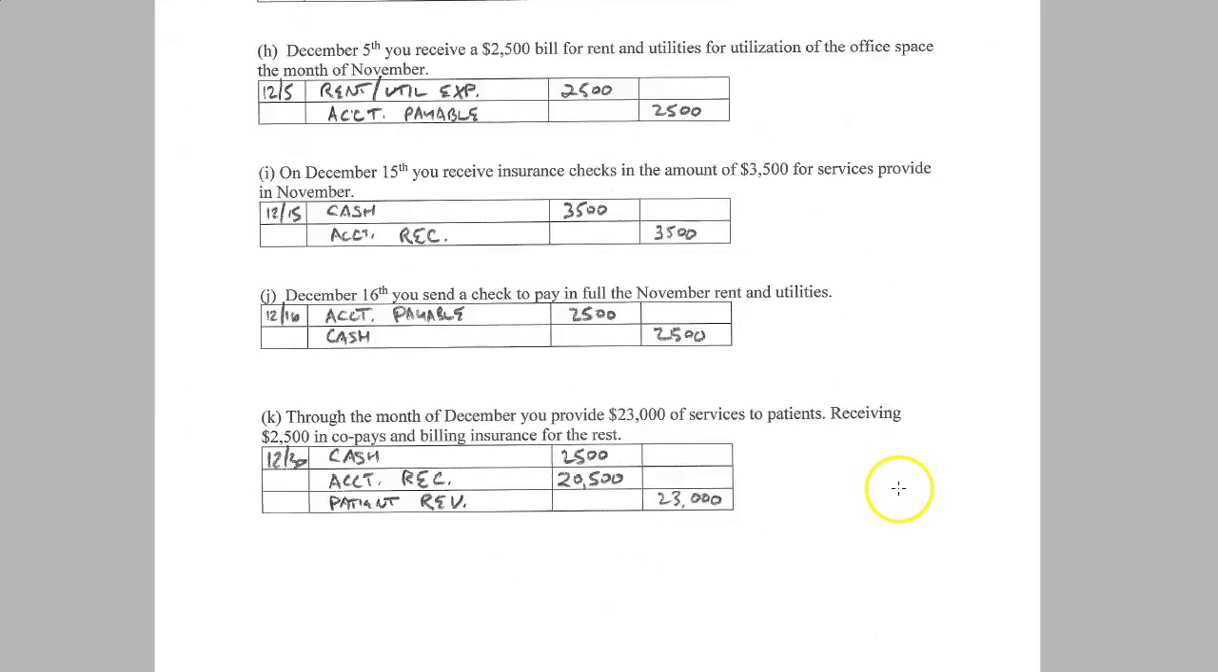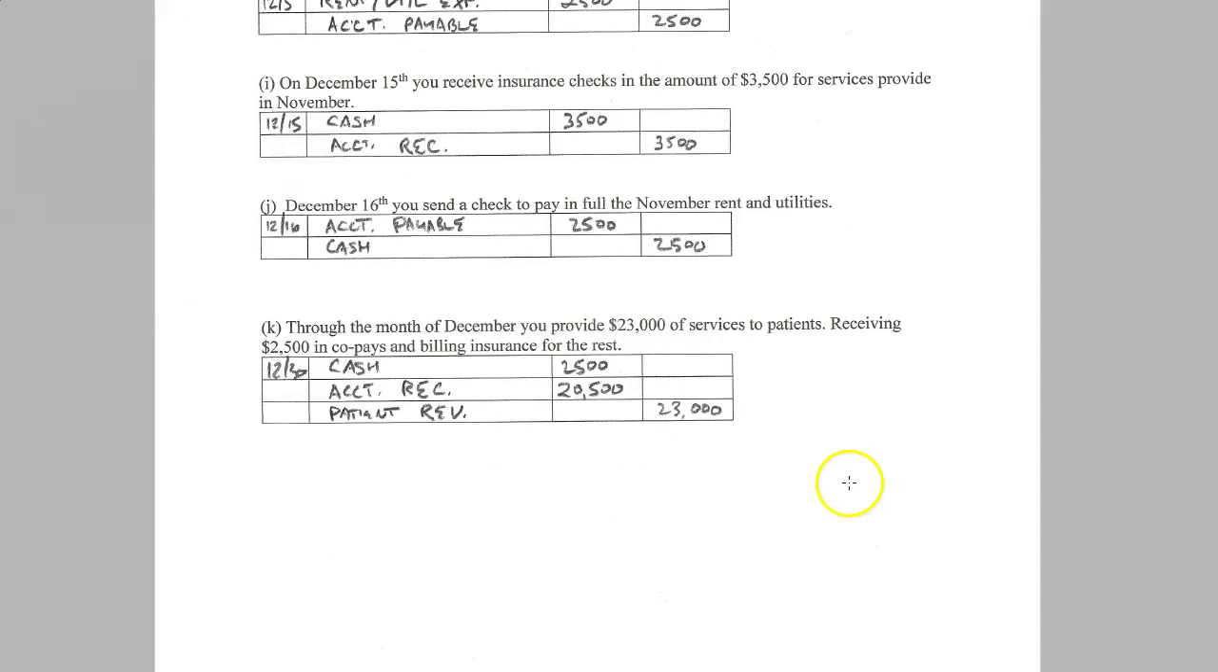Okay, let's move on to K. And K, you've provided $23,000 of service to patients. You've received the copays. Remember, that's cash. You got the copay money, $2,500, and you've been billing insurance for the rest. A little math there. You've got to figure out what the rest is. So with this one, again, our buddy cash is going to increase. That's a debit entry for $2,500.